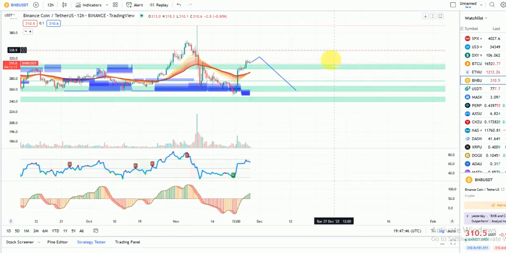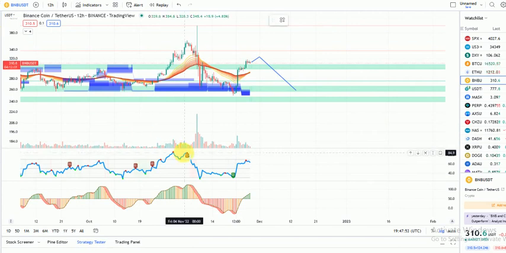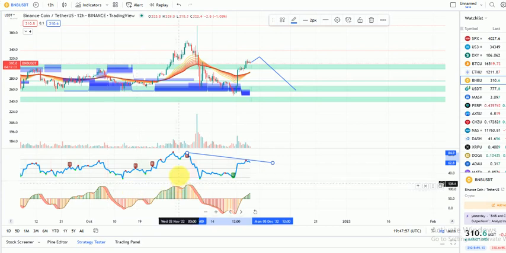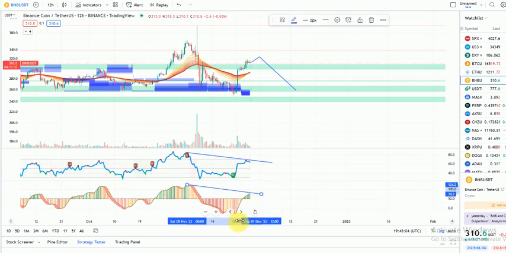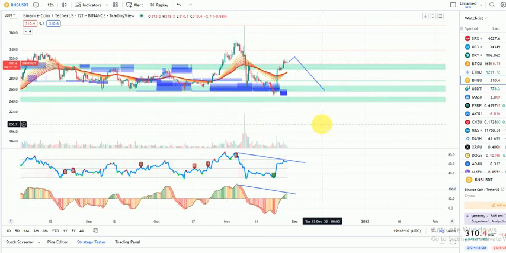If we bring up our indicators, as you can see, we're having a lot of bearish divergence on the oscillator. As you can see, this is a bearish divergence. Same thing on the oscillator, this is also a bearish divergence, so we could probably see a little push up and then a huge push down to the downside.